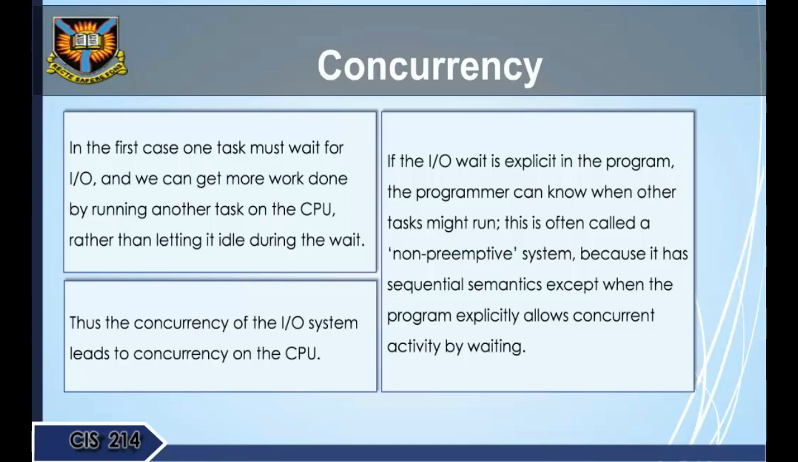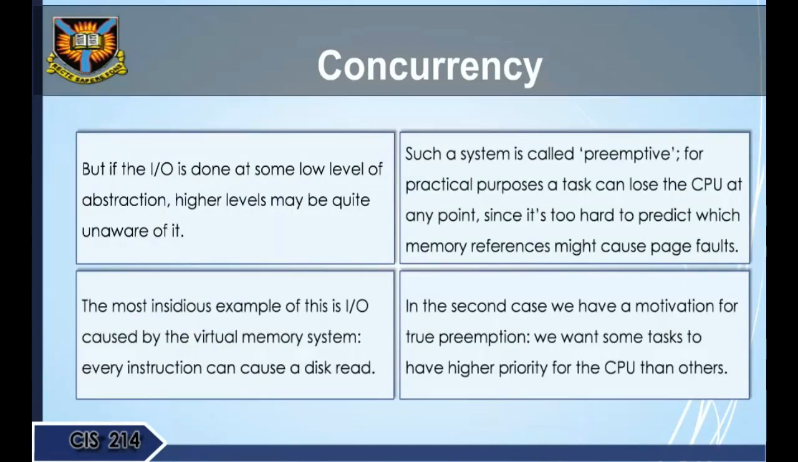by waiting. But if the I/O is done at some low level of abstraction, higher levels may be quite unaware of it. The most insidious example of this is I/O caused by the virtual memory system. Every instruction can cause a disk read. Such a system is called preemptive. For practical purposes, a task can lose the CPU at any point, since it is too hard to predict which memory references might cause a page fault.